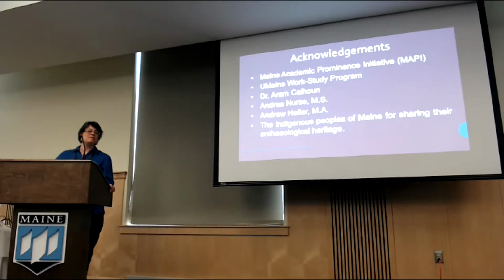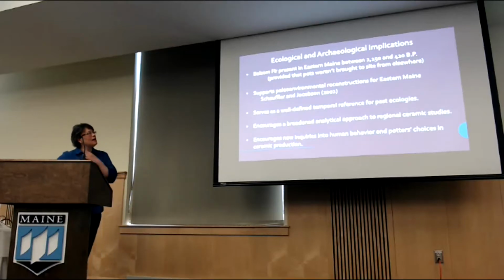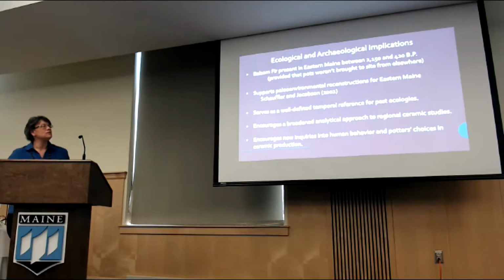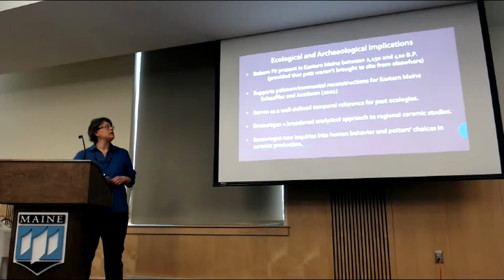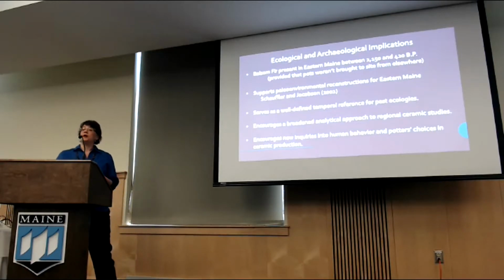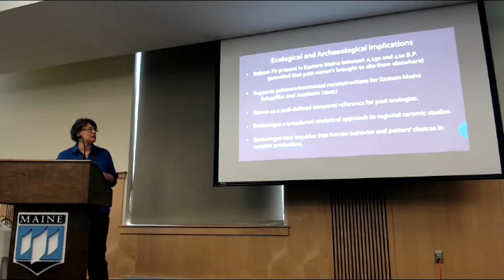Could I ask to see the ecological implications? Oh, sure. Balsam fir is present in eastern Maine between 2150 and actually that should be 450 BP, provided that pots were brought to the site or weren't brought to the site from elsewhere. So you always got to be a little cautious when people are involved. It supports paleoenvironmental reconstructions for eastern Maine, mainly Schaffler and Jacobson, 2002. It serves as a well-defined temporal reference for past ecologies.